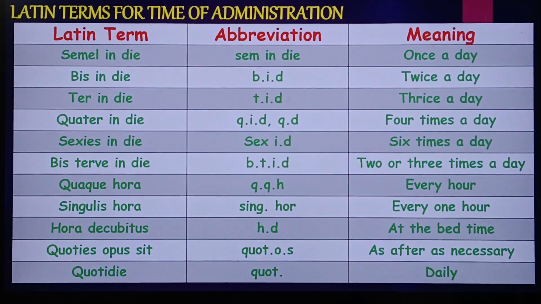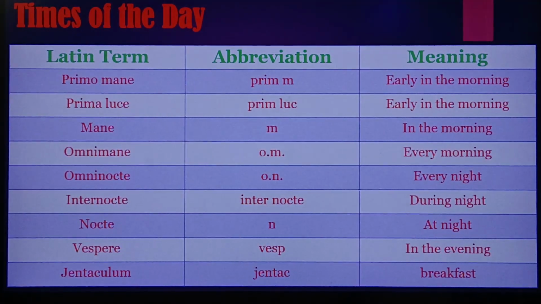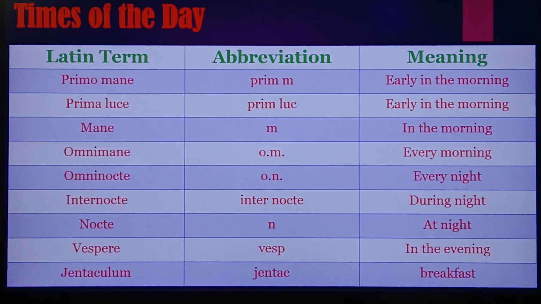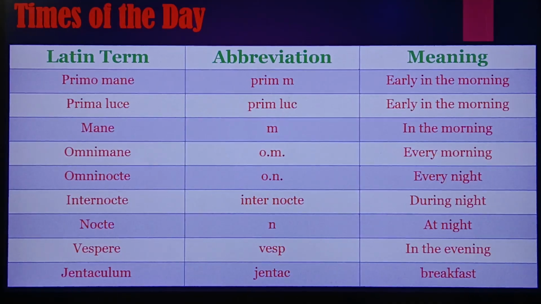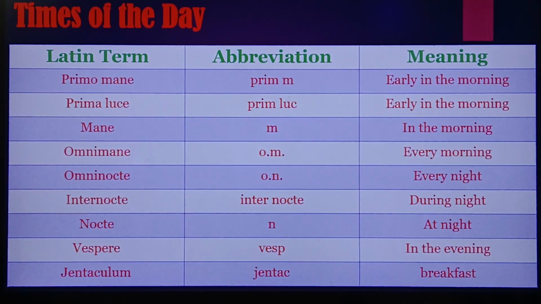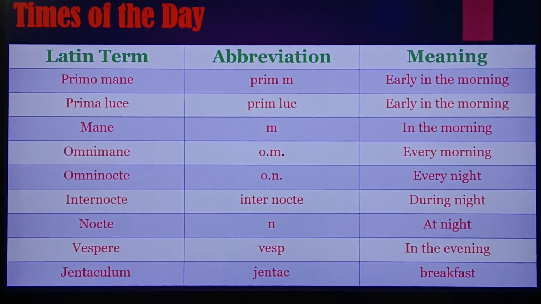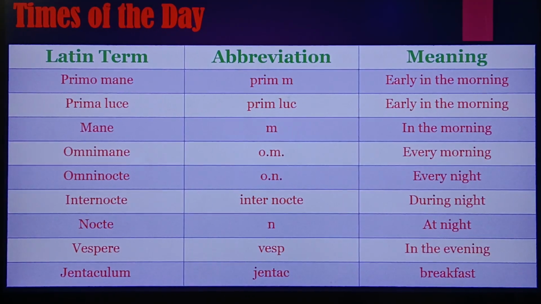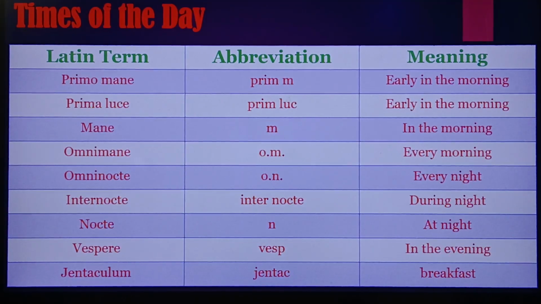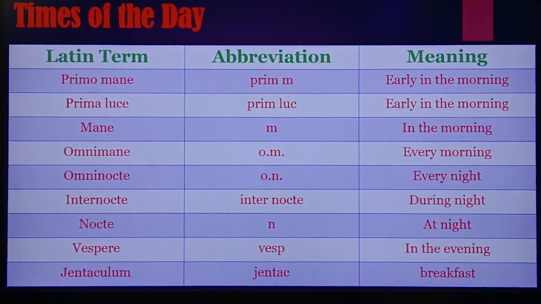Now we will get to know the times of the day. So what are the times of the day? There is primo mane, prim M, early in the morning; primo luce, prim luc, early in the morning; mane, M, in the morning; omni mane, OM, every morning; omni nocte, ON, every night; inter nocte, during night; nocte, N, at night; vespere, vesp, in the evening; gentaculum, gentac, breakfast.